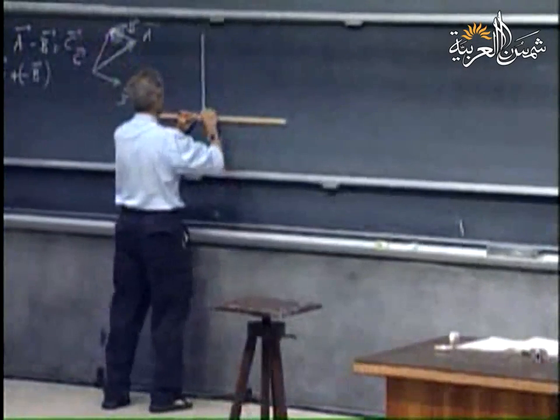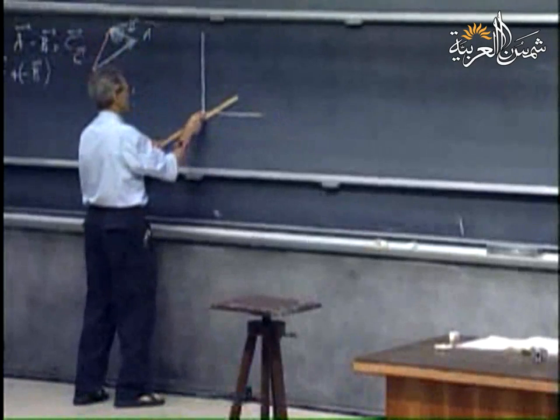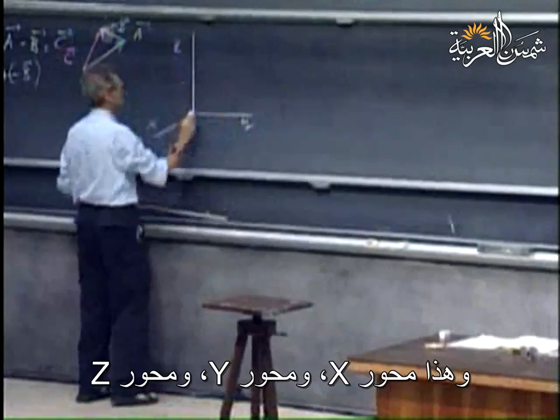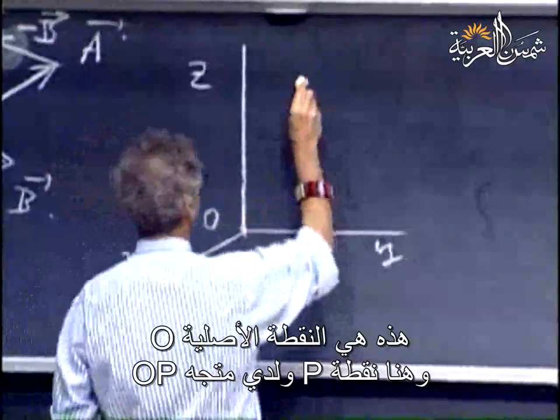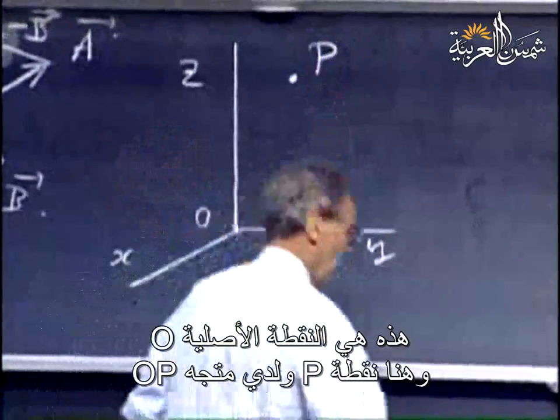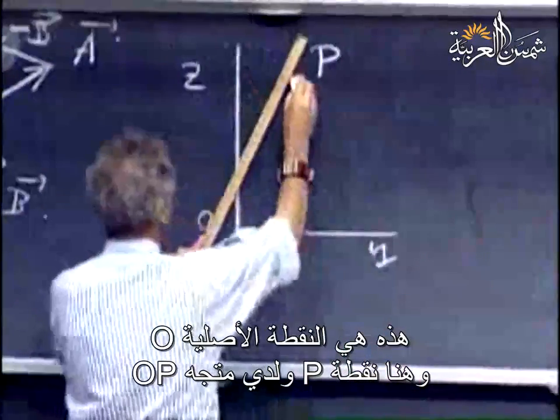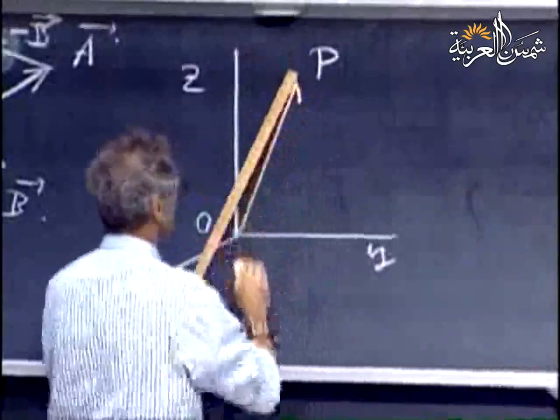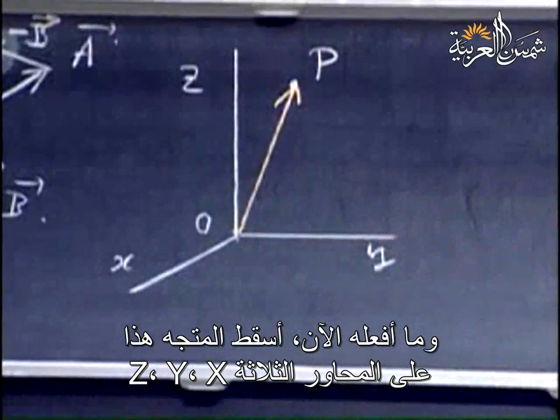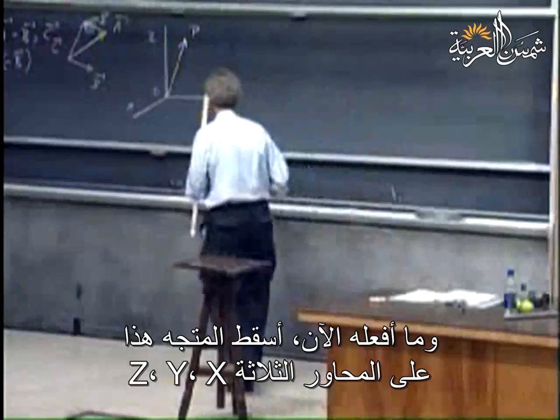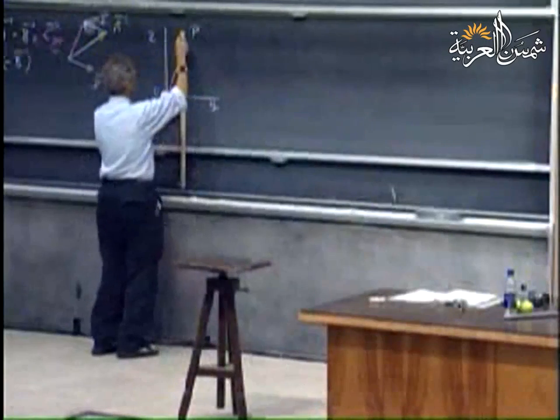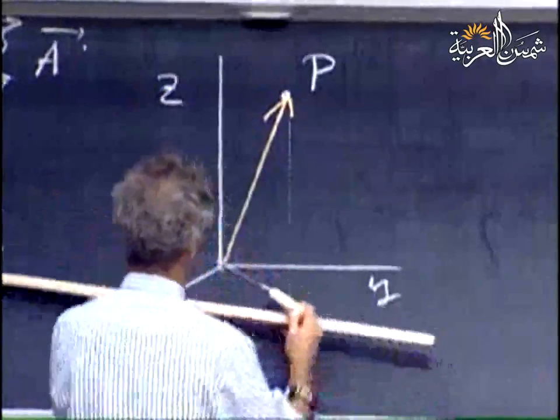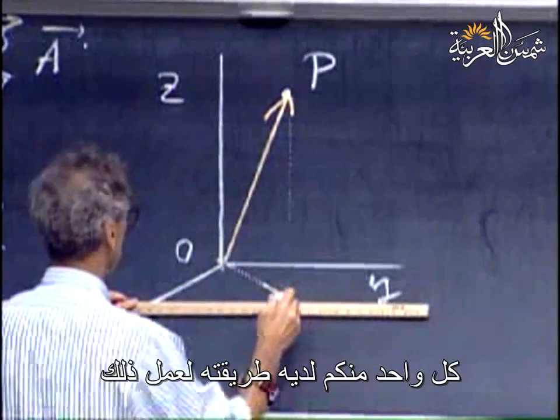This is my z-axis. This is my x-axis, y-axis, and z-axis. This is the origin O, and here is a point P, and I have a vector OP. That's the vector. And what I do now, I project this vector onto the three axes, x, y, and z. So there we go. Each one has its own method of doing this.